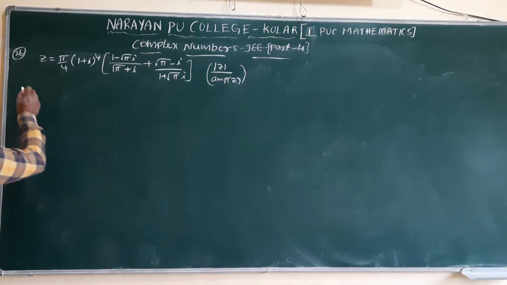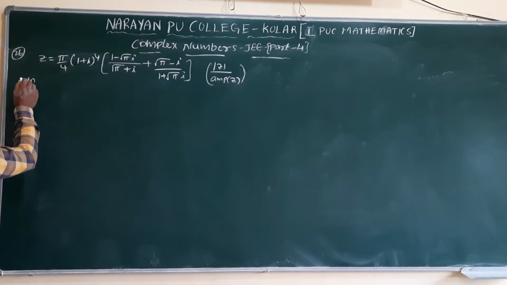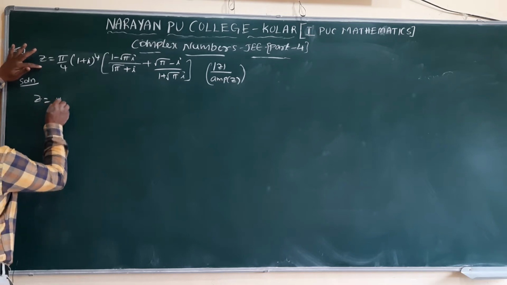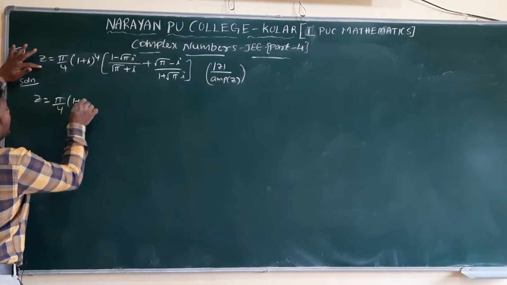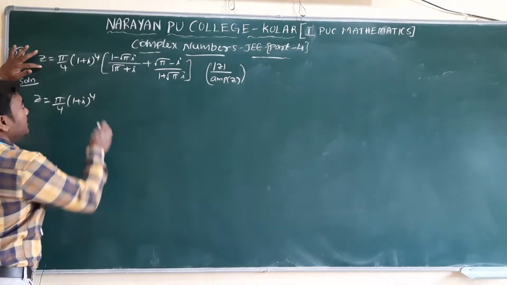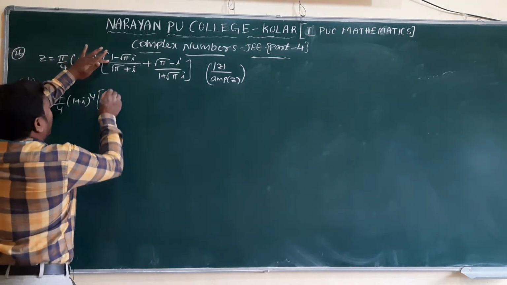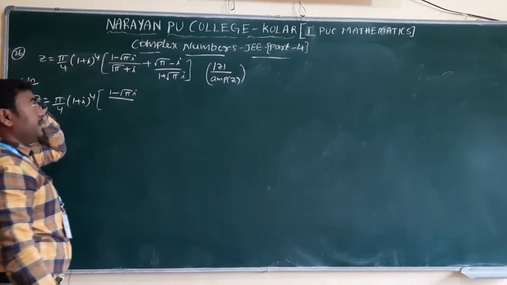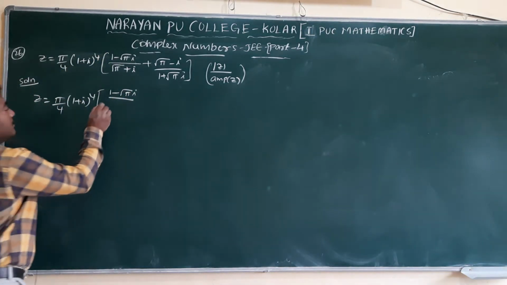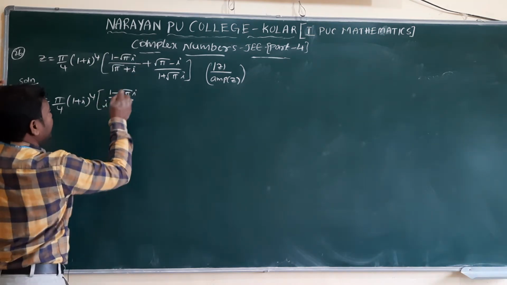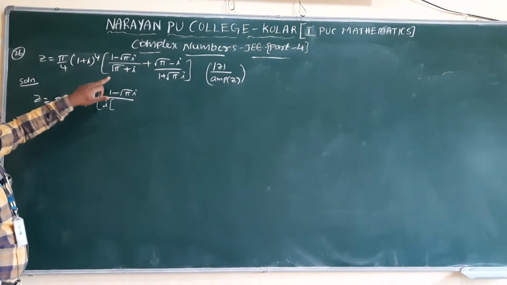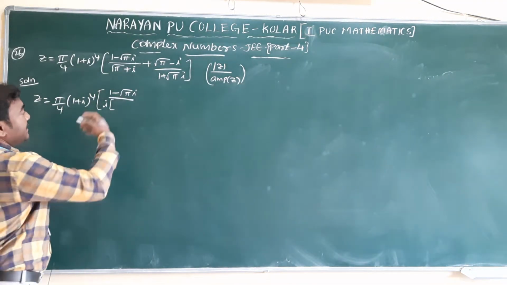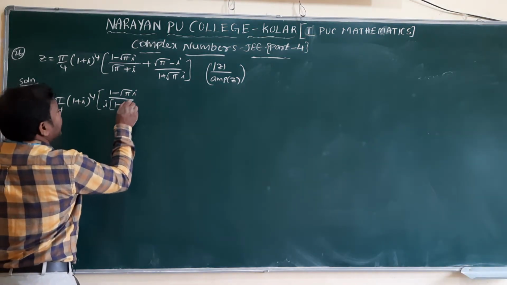Listen here, the solution. z is equal to, we have to write directly, pi by 4 into 1 plus i whole power 4, into 1 minus square root of pi into i, whole divided by, here we have to take i common. So what will we get? Directly we have to write root pi by i plus 1. So root pi by i, 1 by i value is minus i, so directly 1 minus i root pi.